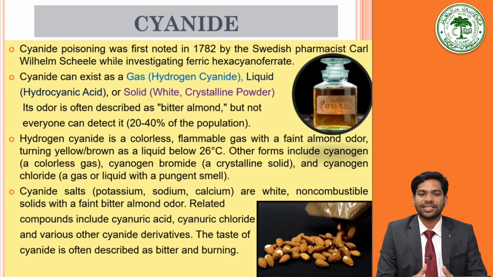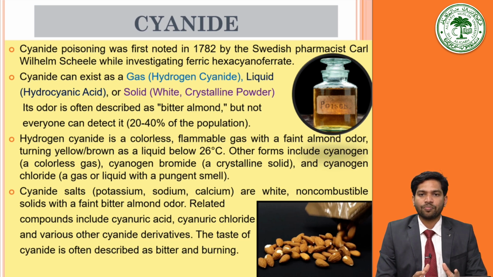Hydrogen cyanide is basically a colorless, flammable gas with a faint almond odor, turning yellow or brown as a liquid below 26 degrees Celsius. Other forms include cyanogen, a colorless gas, cyanogen bromide, a crystalline solid, and cyanogen chloride, a gas or liquid with a pungent smell.